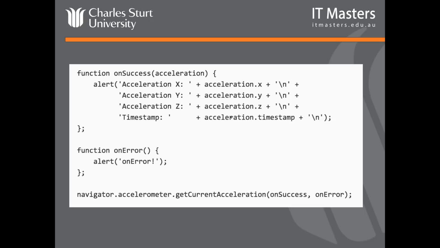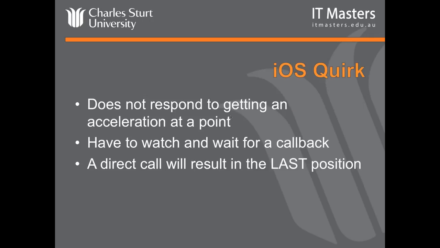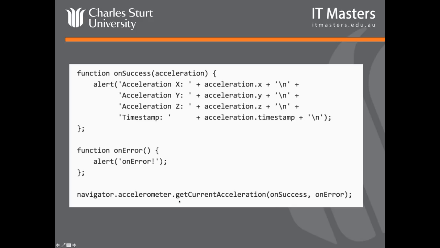Now, under iOS, this is a little bit different. iOS doesn't like being asked for its current status. So actually, I think I've got a slide about this. Yes. So if you're trying to do this on iOS, it won't respond. It will respond, but it'll give you a wrong value. It'll come back and tell you what the current acceleration was last time it decided to tell you, rather than when you asked. So iOS likes doing things when it wants to. So there's a better way to do it, and I'll show you that in a second. So if you want to get the current acceleration and you want it to work cross-platform, I wouldn't use this function.